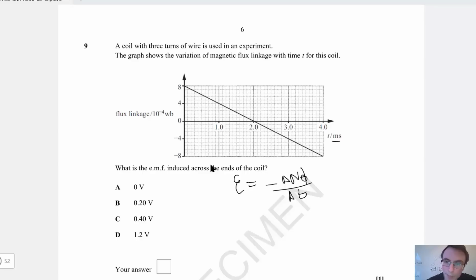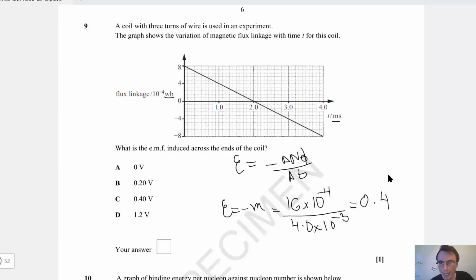We're just going to need to be careful of the units. They quite like giving us non-standard units. You can see milliseconds here, and you can see 10 to the power of minus 4 Webers here. So working out the gradient, we're going to see that this is equal to 0.4. Just a reminder that the EMF is equal to the negative gradient. Also, make sure to take really large gradient triangles in the actual exam. So this will correspond to the correct answer being C.